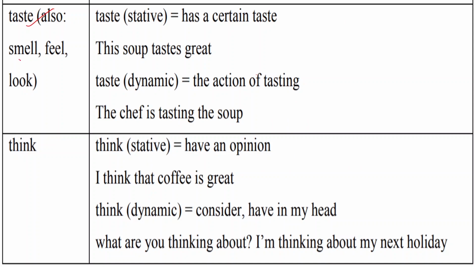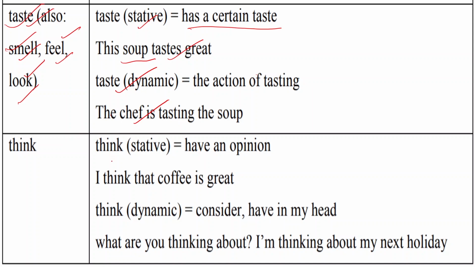Taste. Also smell, feel or look. Taste in the stative sense has a certain taste. This soup tastes great. We can't say that this soup is tasting great. That will be wrong. In dynamic sense, the action of tasting. For example, the chef is tasting the soup, or the dog is smelling the man. There, it is an action verb or in dynamic sense. When it expresses an action, we can use these words smell, feel, look, or taste in the progressive form or continuous form. Otherwise, we can't.